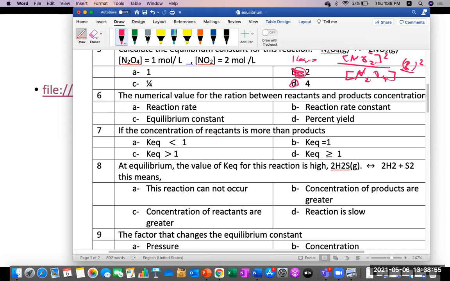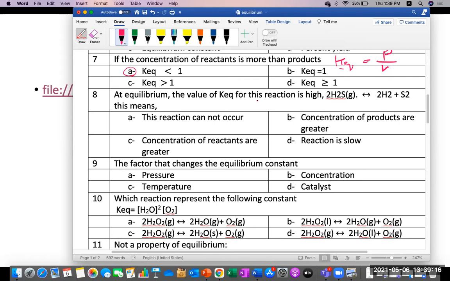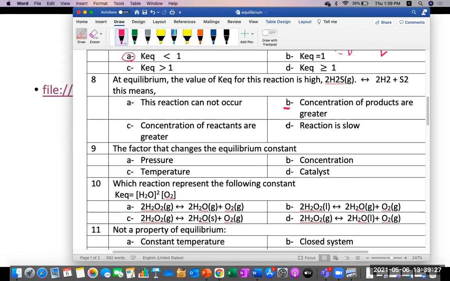If the concentration of reactant is more than the concentration of the product, the K equilibrium will be... we know that the equilibrium constant is product over reactant. So if the reactant is more, it means this value will be less than 1. At equilibrium, if the value of K equilibrium for this reaction is high, it means that you have more product than reactant. So the concentration of the product is greater.